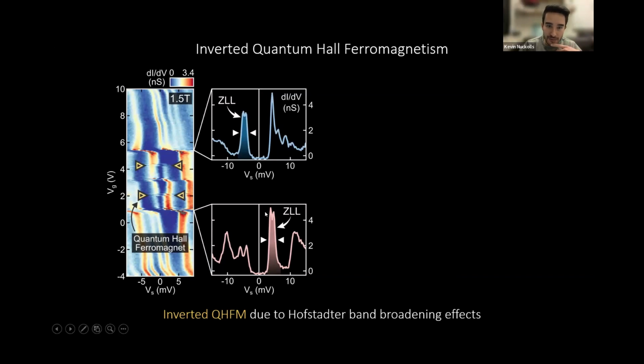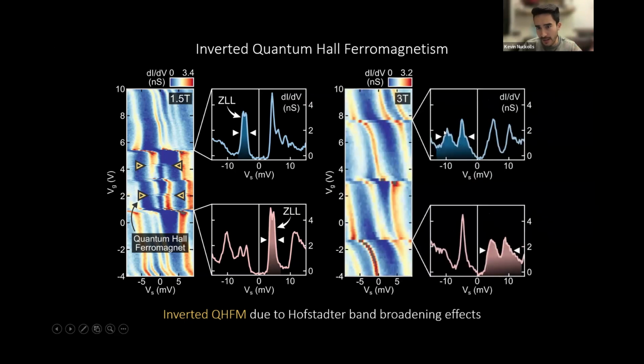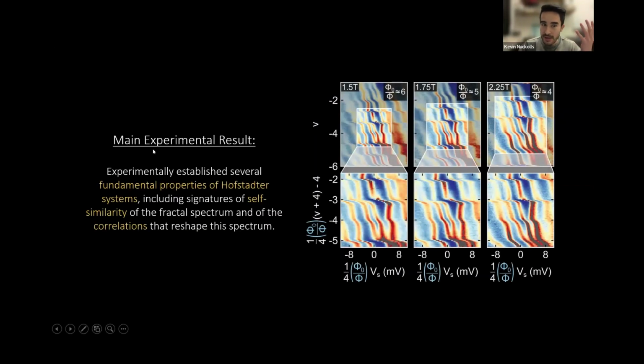So measuring the bandwidth of these Hofstadter bands at low magnetic fields, we see they're very sharp, conducive to correlation effects. But if we increase the magnetic field, then we see they get a bit broader, they start to split, and then at higher magnetic fields, they're very broad in spectroscopy, indicating that this is a dominant effect in this Hofstadter system. And this is why we're seeing correlation effects that dominate at low magnetic fields instead of high magnetic fields. So with that, I want to tell you that the main experimental result from this paper was that we're able to experimentally establish several fundamental key properties of Hofstadter systems, including some evidence for the self-similarity of the fractal spectrum, and we're able to uncover the role of correlations in reshaping that spectrum.